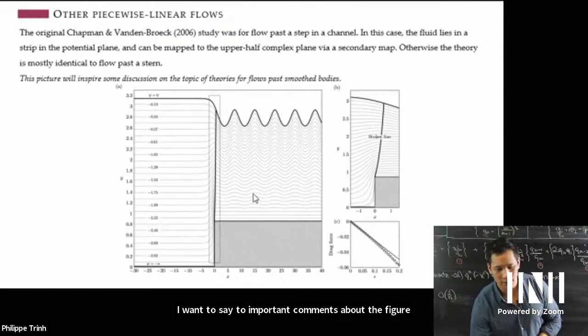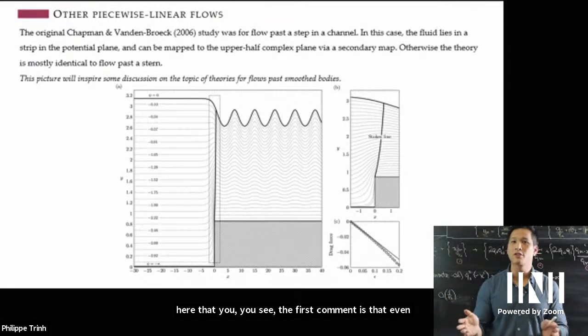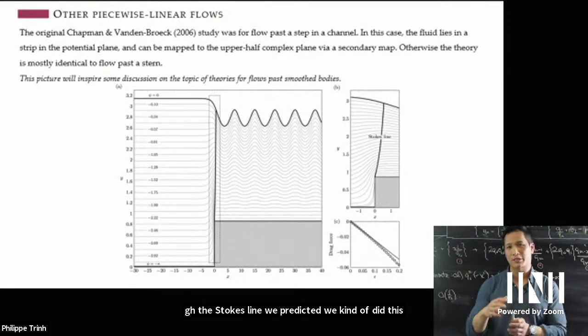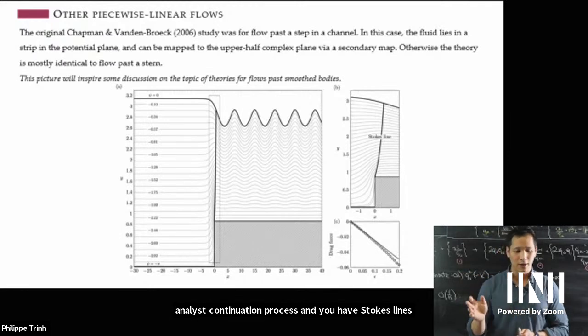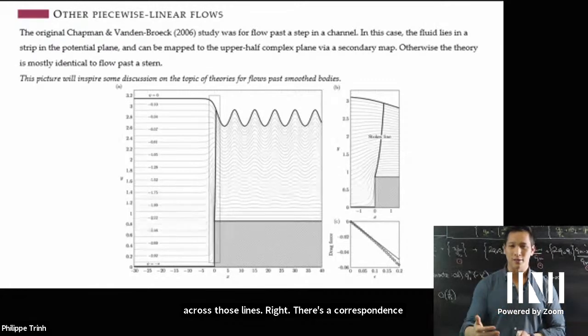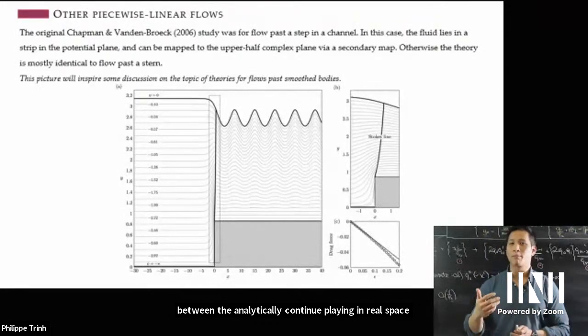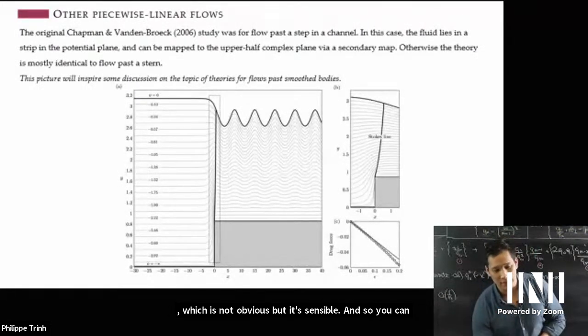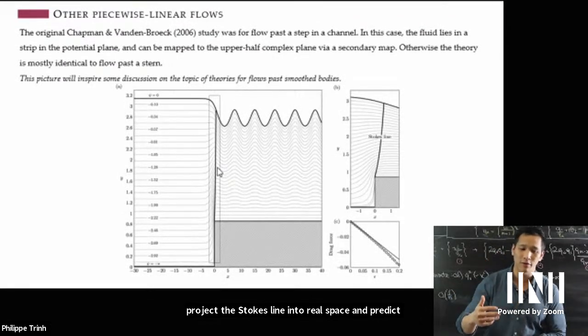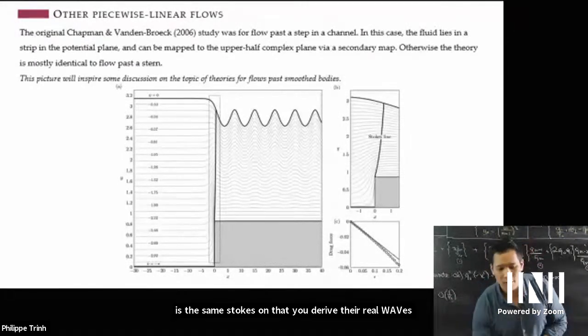The first comment is that even though the Stokes line we predicted, we kind of did this analytic continuation process, and you have the Stokes lines in the complex plane, you have switching across Stokes lines, right? There's a correspondence between the analytically continued plane and real space, which is not obvious, but is sensible. And so you can project the Stokes line into real space and predict that across this Stokes line, which is the same Stokes line that you derived, there are real waves that switch on, which makes sense, right?